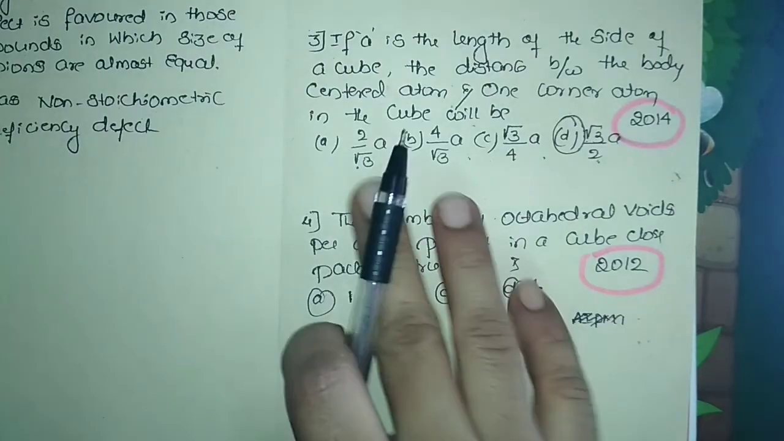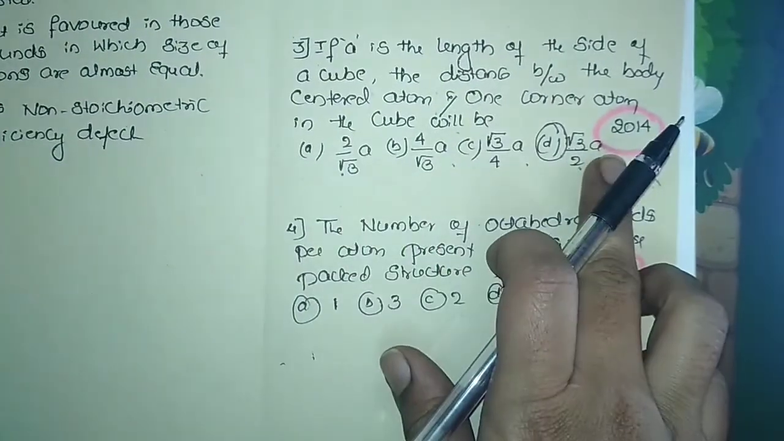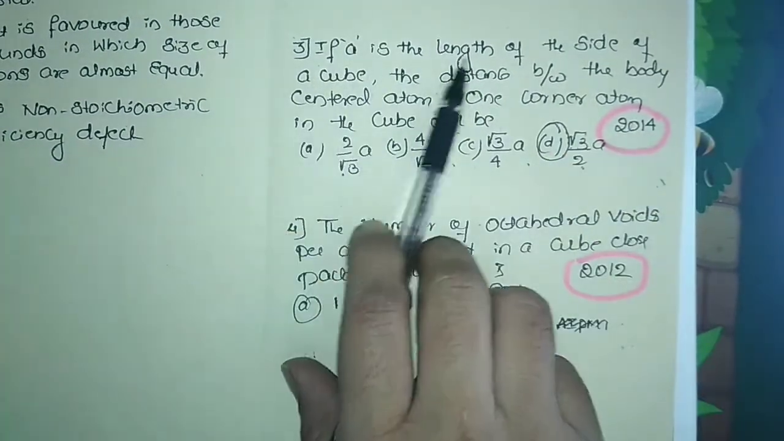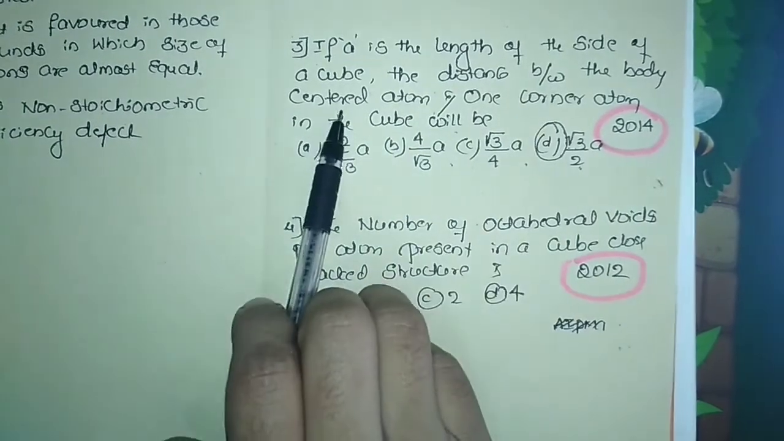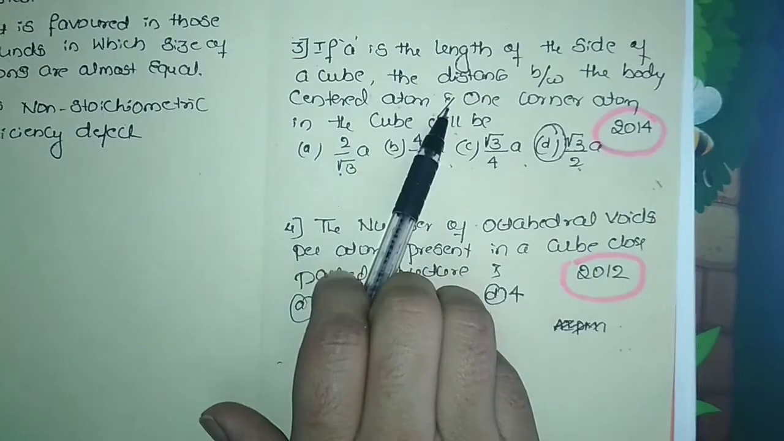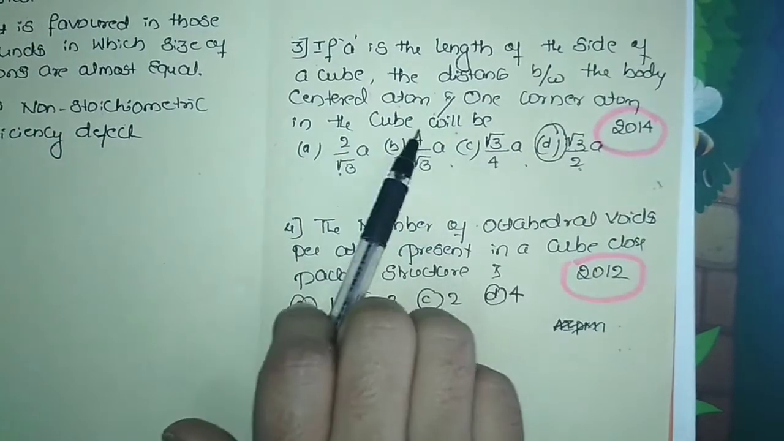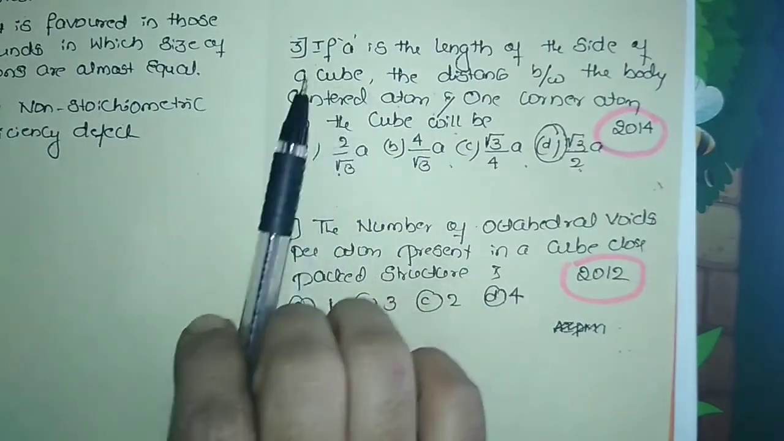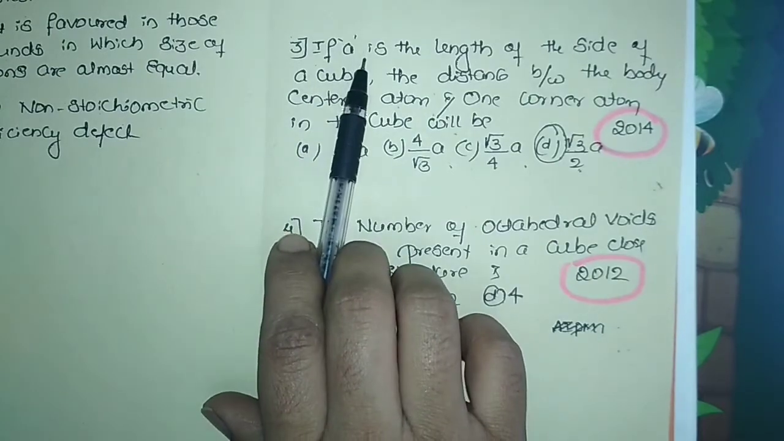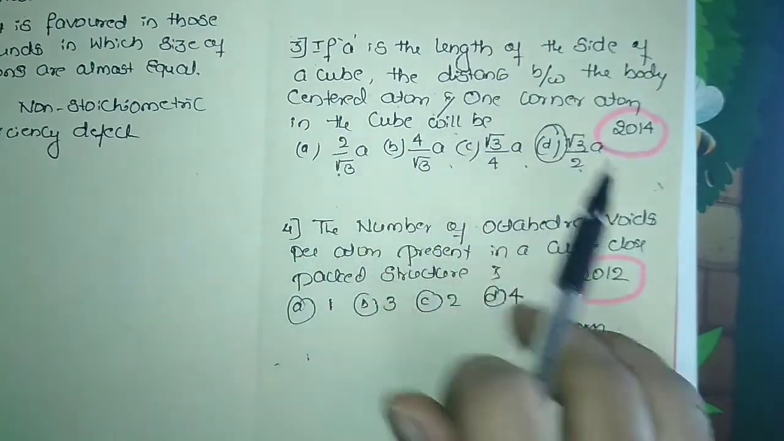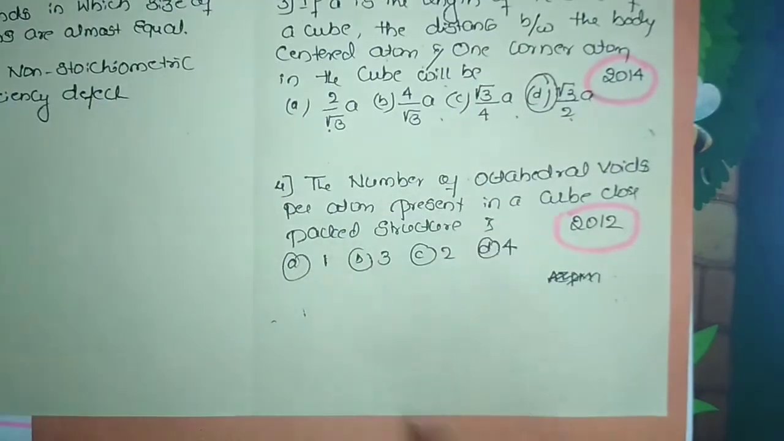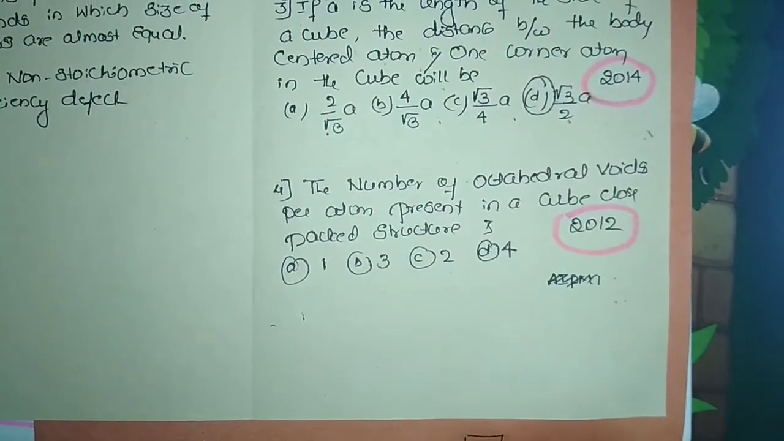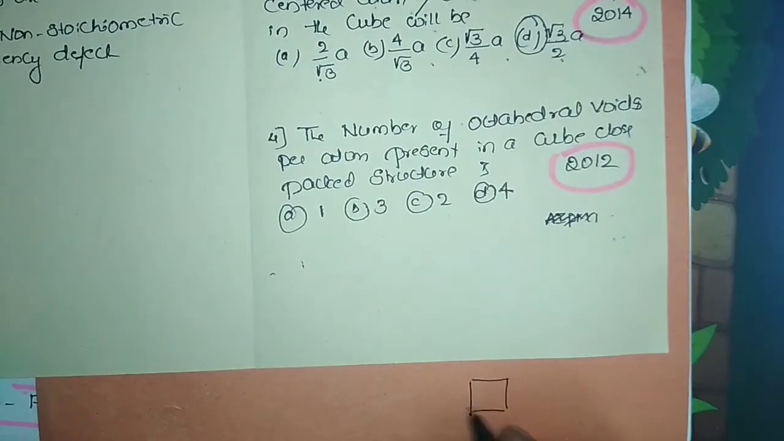The third question, which was asked in 2014: if A is the length of a side of a cube, the distance between the body centered atom and the one corner atom in the cube will be. Very easy. Read the question again: if A is the length of a side of a cube, let us consider a cube over here.